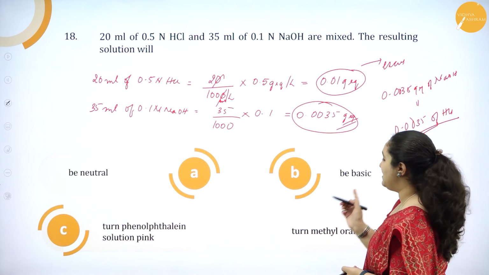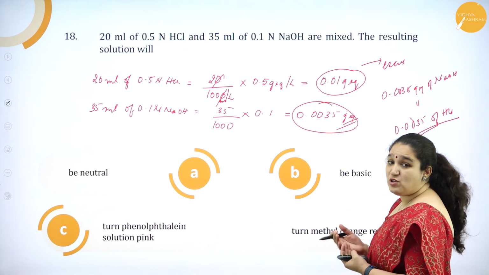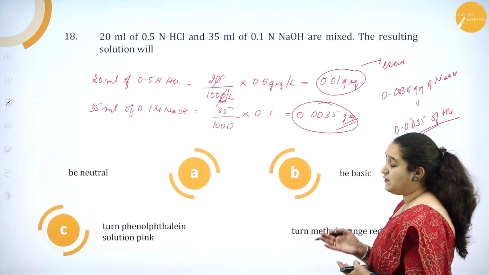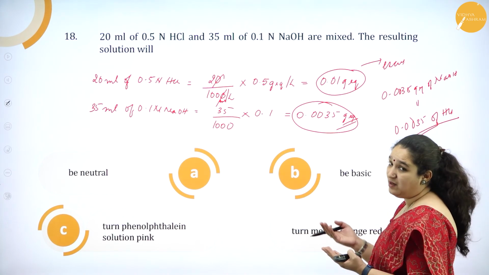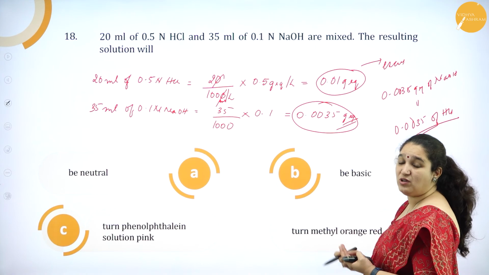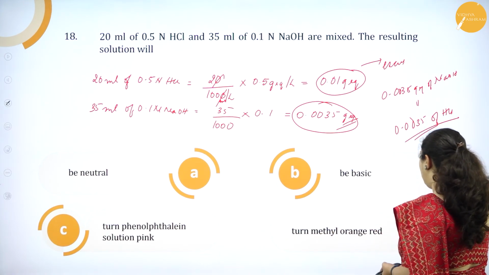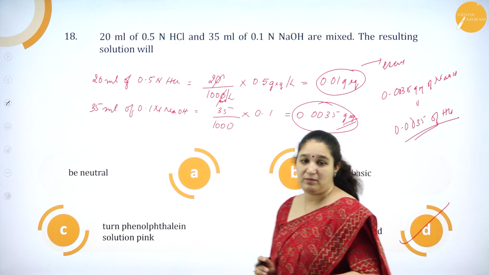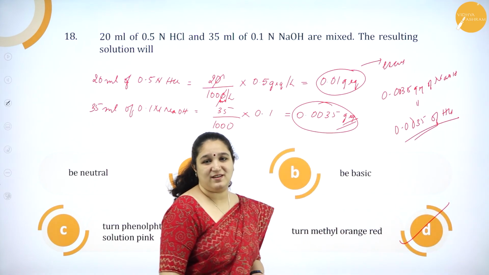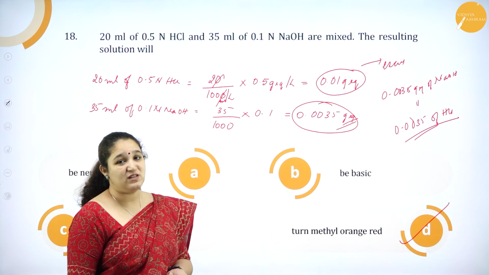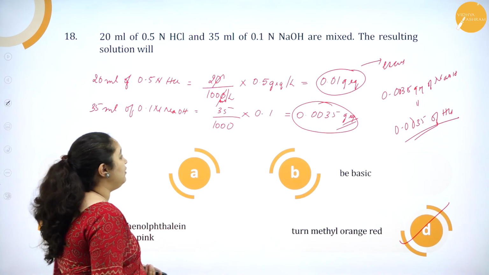Here neutral, basic is there, acidic is not there. So if it is acidic solution, turns phenolphthalein solution pink? No, pink color is in basic solution, acidic solution is colorless. So it should obviously be turns methyl orange red or pink because the solution is acidic. Okay. So I hope you have understood this particular problem. We'll go to the next one.